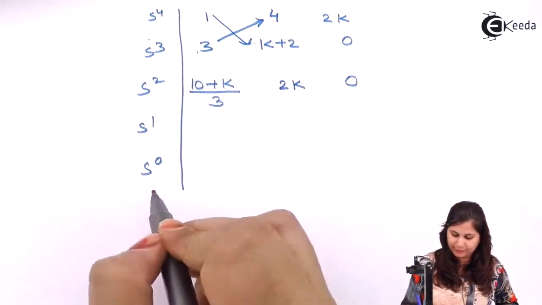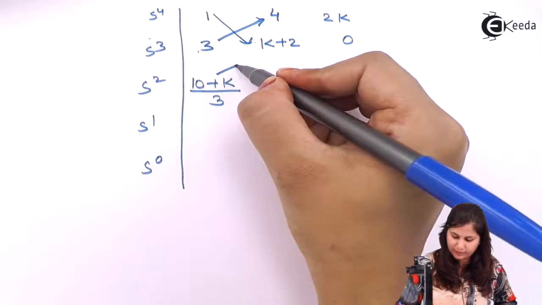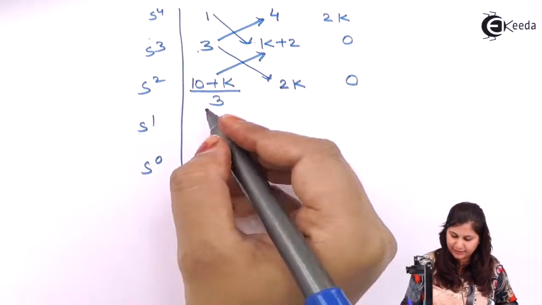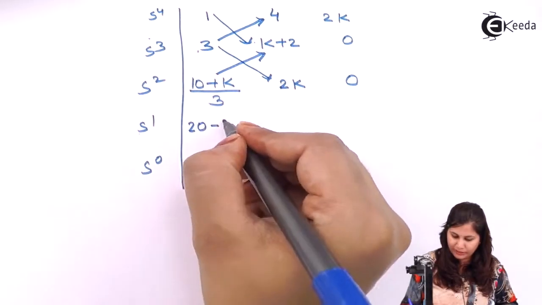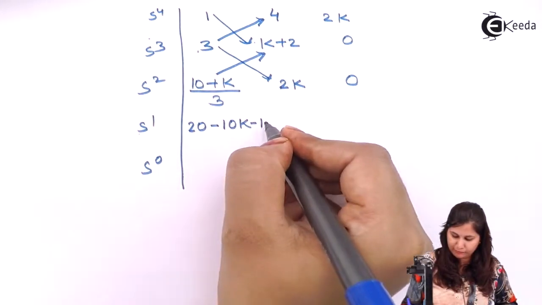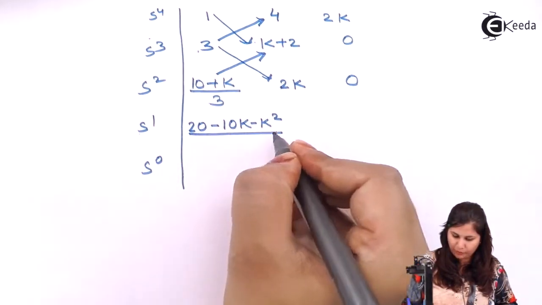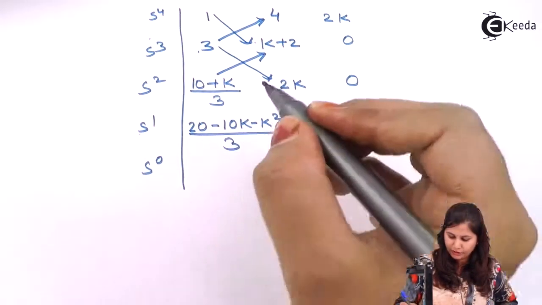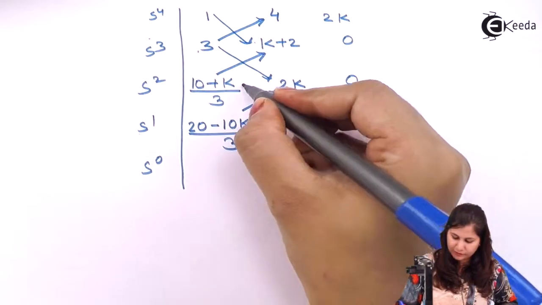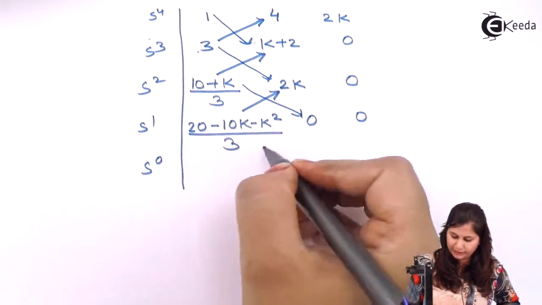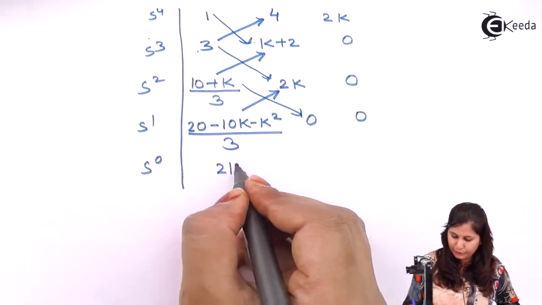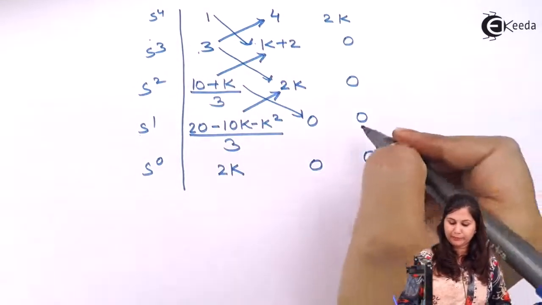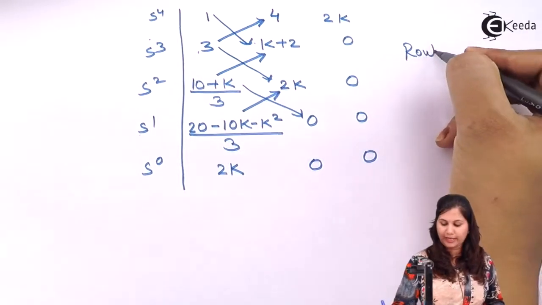This is 0. For s to the power 1, multiply this with this, 3 with this and divide by this term. So you will get (20 minus 10k minus k square) upon 3. This is 0, this is 0. For this coefficient, multiply this with this, 10 with 0 and divide by this. So it is again 2k, 0, 0. So we have completed this Routh array.